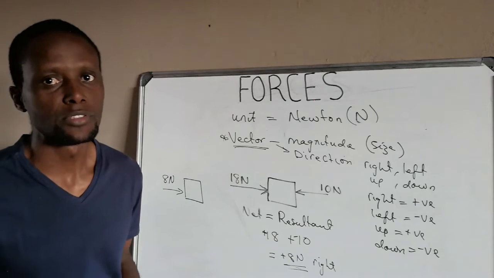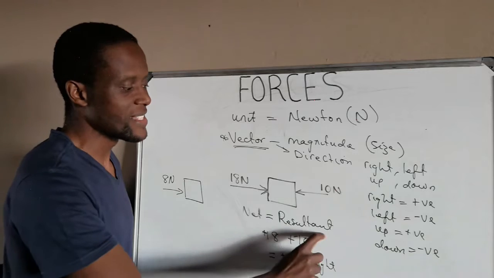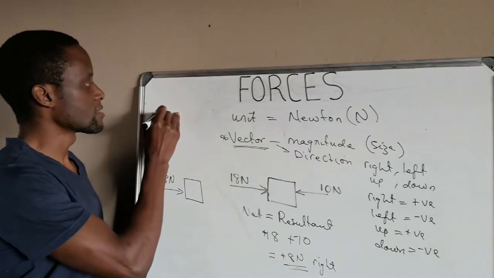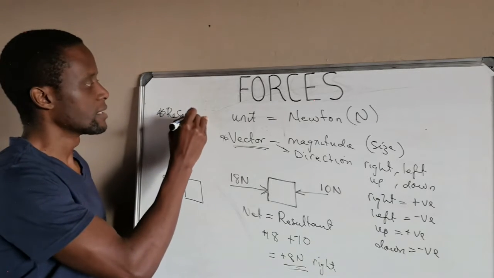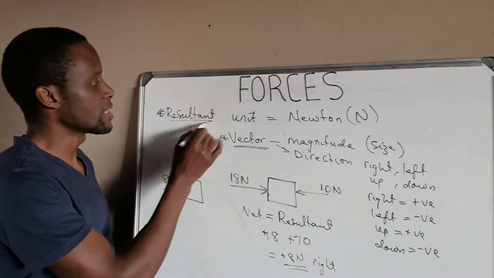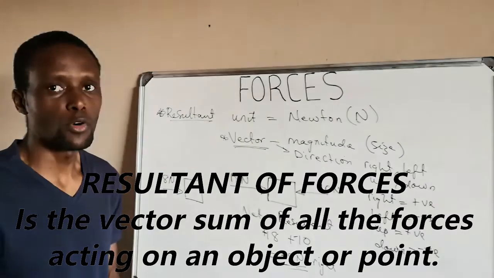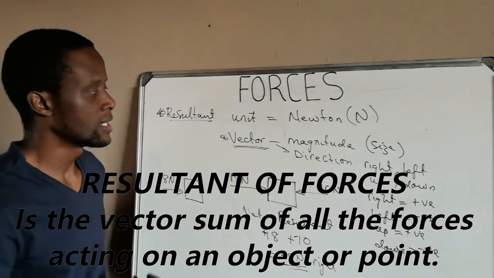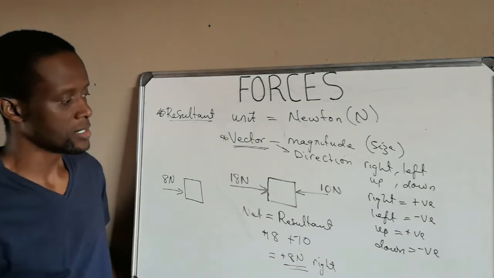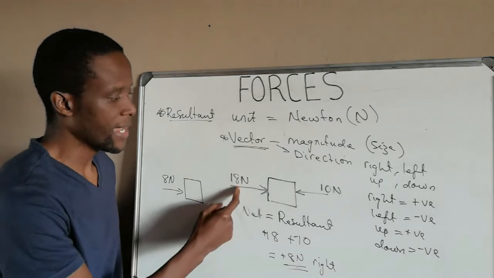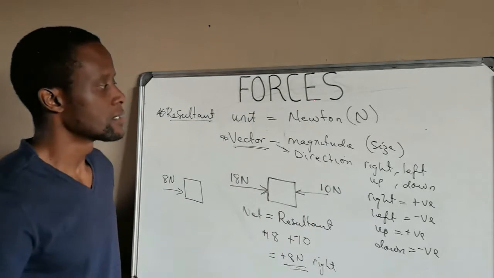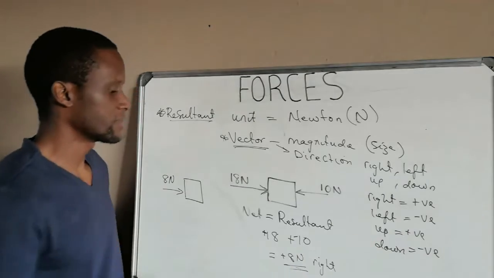and we'll be required to define what a resultant of a force is. So that is one definition that you might need to know. Resultant of forces: the resultant of forces is the sum or the vector sum of all the forces acting on an object. So that is what the resultant of a force is. The vector sum, we add up 18, we add 10. So we have to consider also the direction.